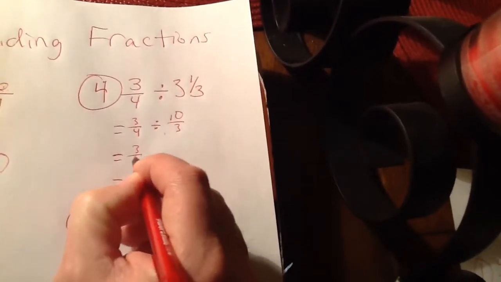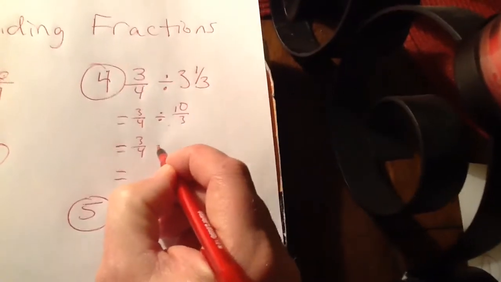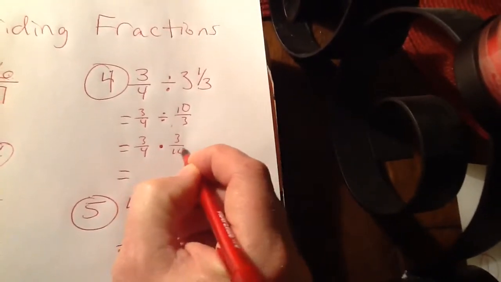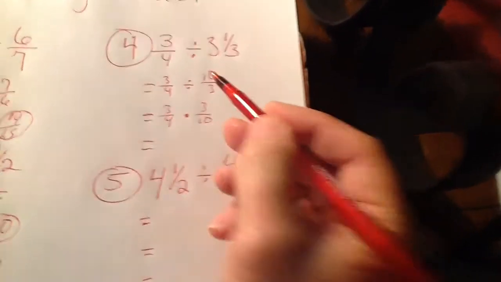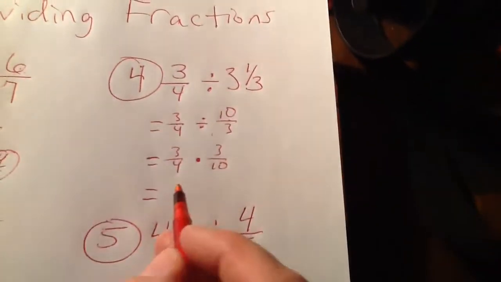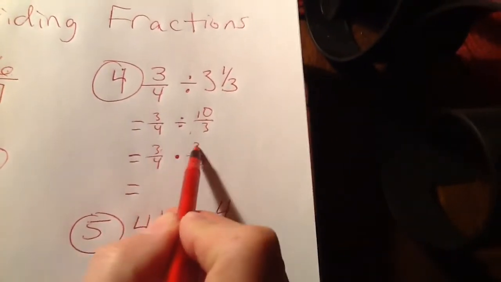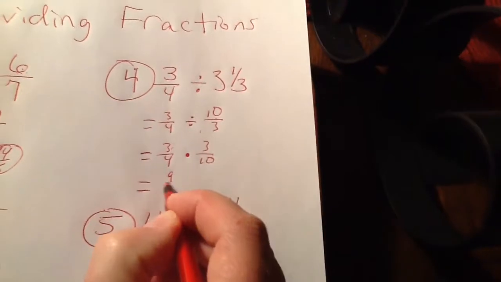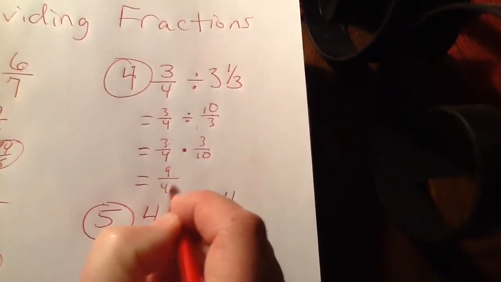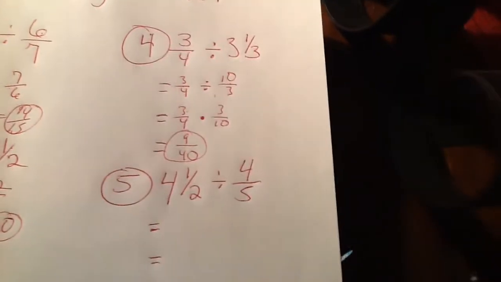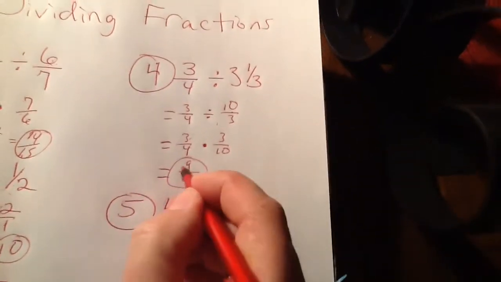We're going to bring this down. Times 3/10. Remember, you got to use the reciprocal for that. Multiply straight across. 3 times 3 is 9. 4 times 10 is 40. And there's the answer for that one, 9/40.